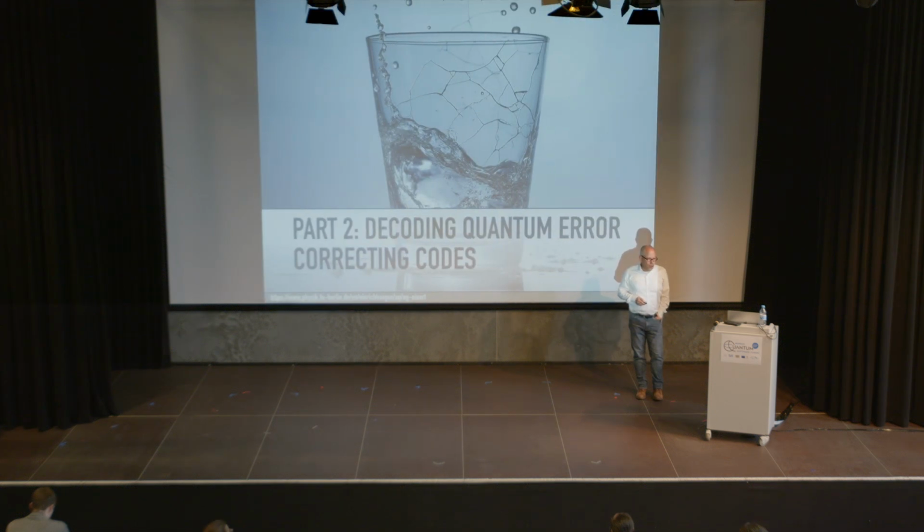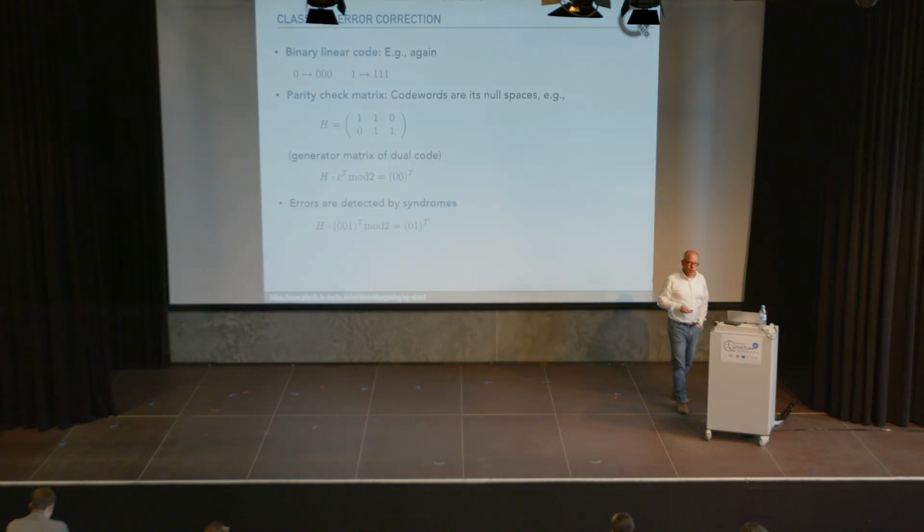So, decoding quantum error correcting codes. Decoding is a problem that's not quantum. Again, that happens also in classical error correction. Think of a binary linear code. So again, you encode 0 into 0, 0, 0, and 1 into 1, 1, 1 or so. You want to decode this.